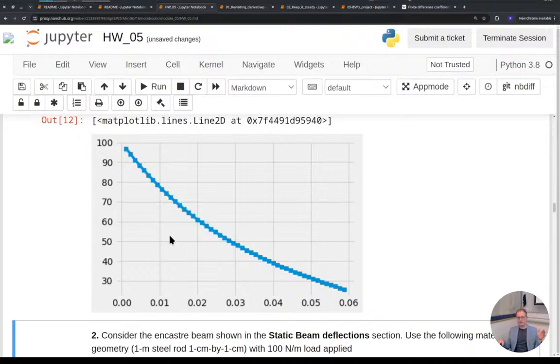So the fin starts at 100 degrees, it drops in some kind of complicated exponential sort of function, or I guess it's like a sinh and cosh sort of function, but then it does end up at that 25 degrees.